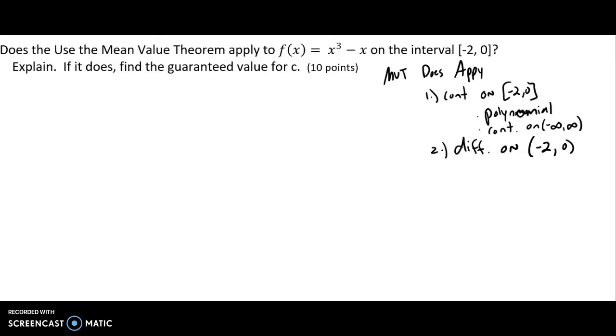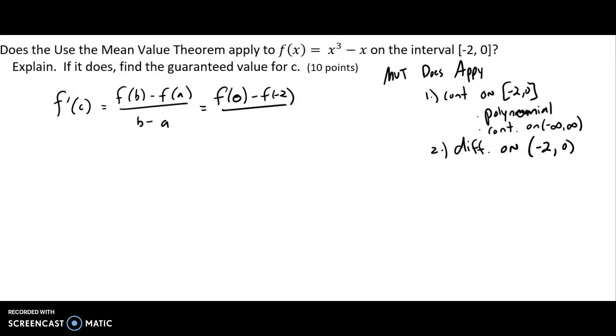Okay, so now that we know it applies, we've got to find the value of c. So this is where we set the derivative equal to the slope of the secant line through the endpoints. Okay, so that would be f of 0 minus f of negative 2, over 0 minus negative 2.